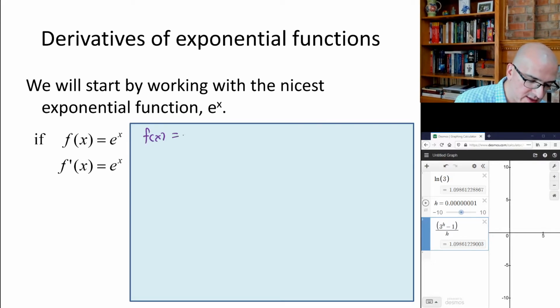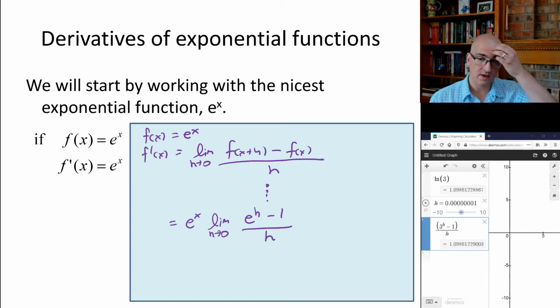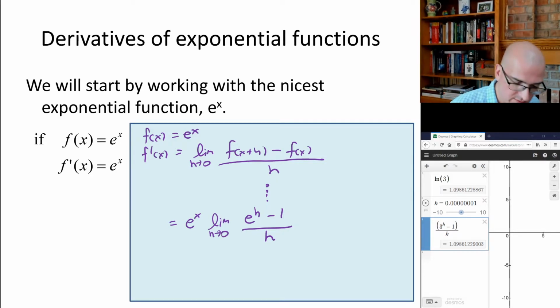If f of x is e to the x, then f prime of x is the limit as h approaches 0 of f of x plus h minus f of x all over h. Go through all the same work, following the steps that we just did with e instead of 2, and what you get at the end is e to the x times the limit as h approaches 0 of e to the h minus 1 all over h. Okay, and what is that quantity?